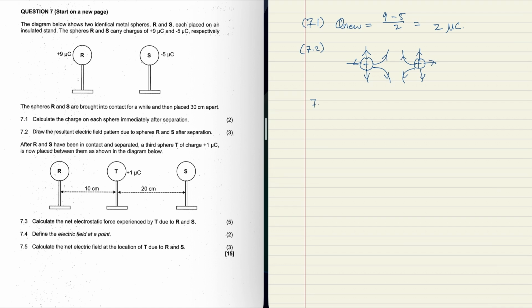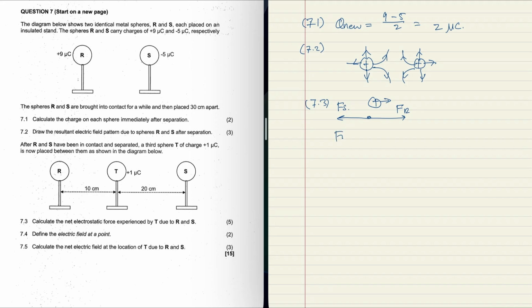Question 7.3, so after R and S have been in contact, a third sphere with a charge of 1 microcoulomb is placed between them, as shown in the diagram. Calculate the net electrostatic force. So I'm going to draw the forces that are acting on T. T is going to be pushed to the right because of R, so it's going to be the force of R. And also T is going to be pushed to the left because of S. So I'm going to choose right as positive.